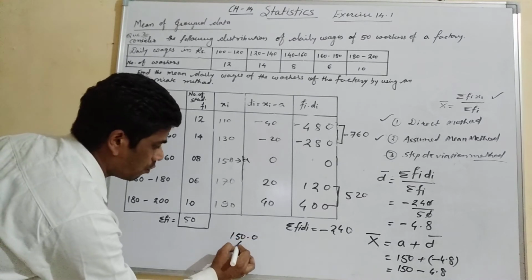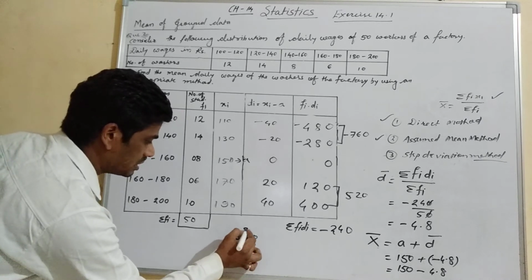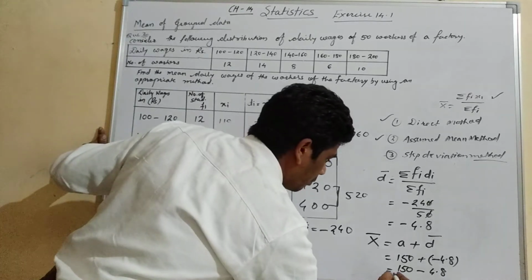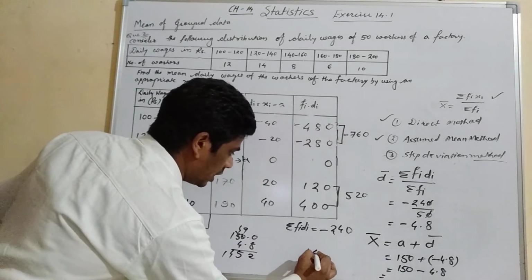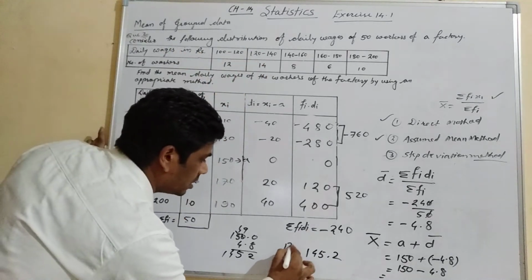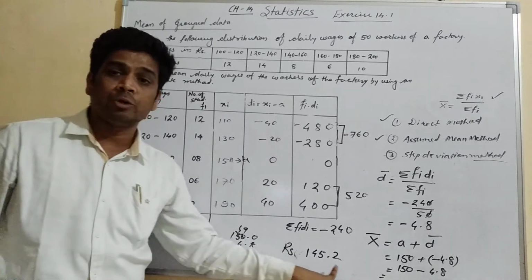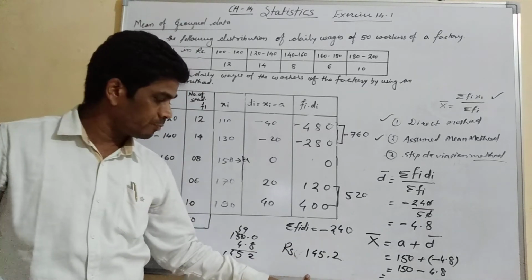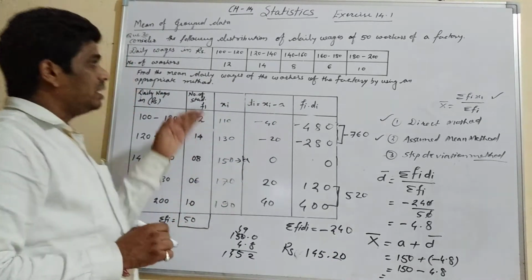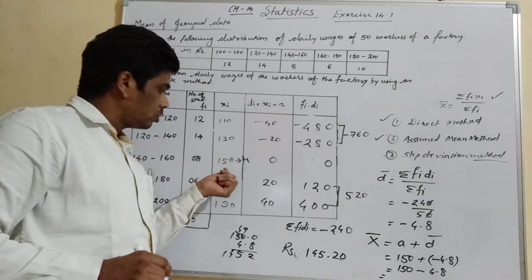150.0 minus 4.8, so this will be 2, this is 9, this is 4, 5, 4, 1. Means we will get here 145.2, and this is average wages. So it will be in rupees. So average daily wages will be 145.2 rupees or 145 rupees 20 paise. Okay, so this is the method which is called assumed mean method. Here we have assumed mean.